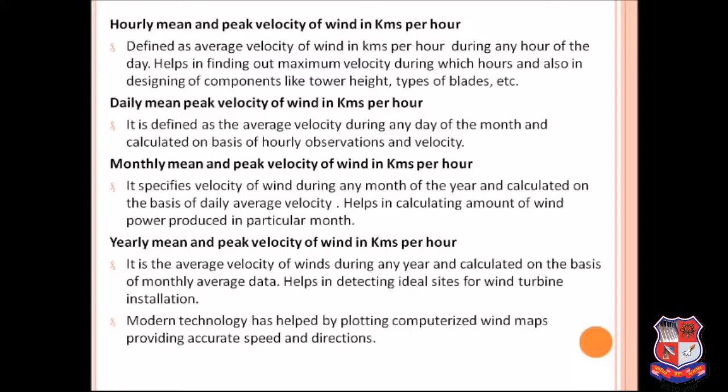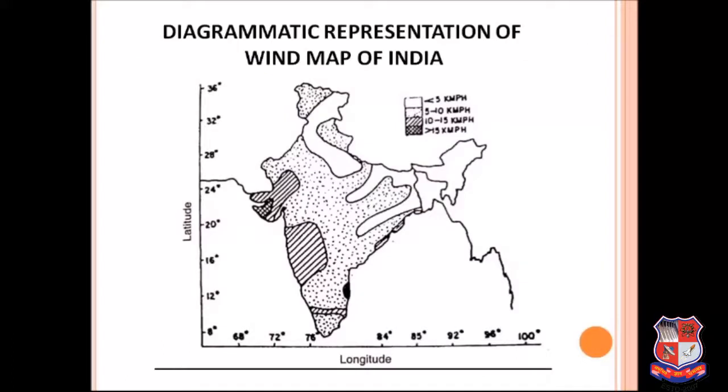The last is the yearly mean velocity of wind in kilometers per hour. The yearly mean wind velocity can be defined as the average velocity of wind in kilometers per hour during any year. It is calculated on the basis of information of monthly average velocity of winds. This information helps us to know the possibilities of generating wind power at any particular place and select the ideal site for a windmill. Nowadays, modern technology has helped us by plotting computerized wind maps and providing accurate wind speeds and direction.